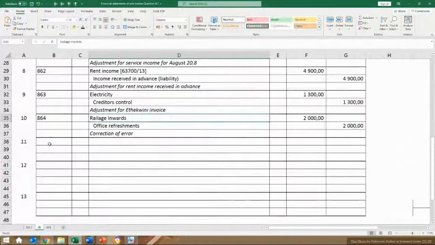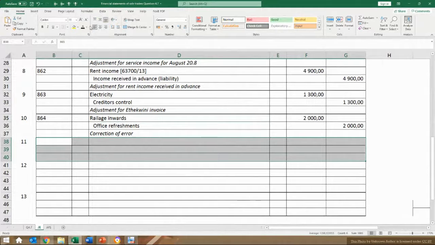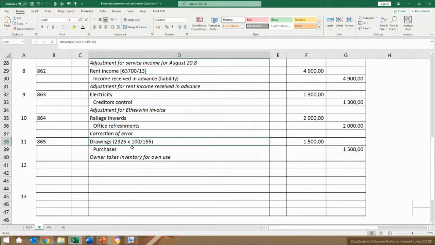So the journal for the drawings is as follows. You would debit drawings account and then you show me the calculation. So it's the 2,325. We multiplied with the 100 because we want to work out the cost. We divide it by 155 because that amount is represented by the sales amount. So you get the cost of that item that they've taken is 1,500.